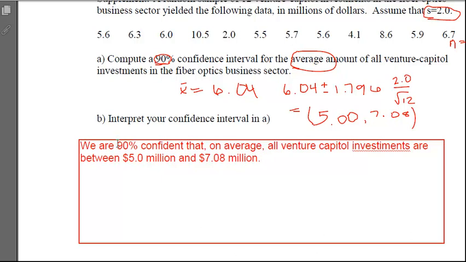and $7.08 million. Okay, so I mentioned the 90%. I mentioned the word average. That's important because that's what this confidence interval is for. And I extended it to the larger population. This confidence interval isn't for the 12 observations that we had, because I know the mean of those 12 observations. I want to know the mean of all venture capital investments.